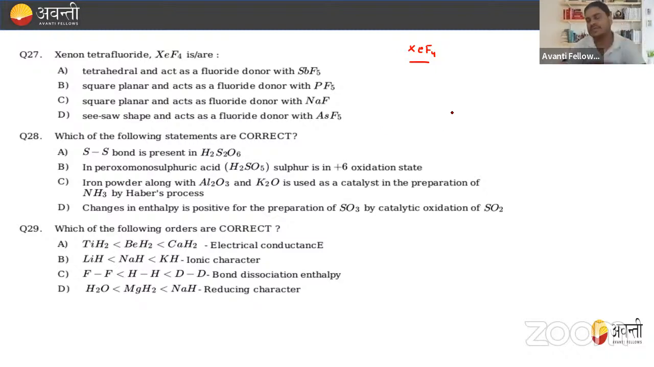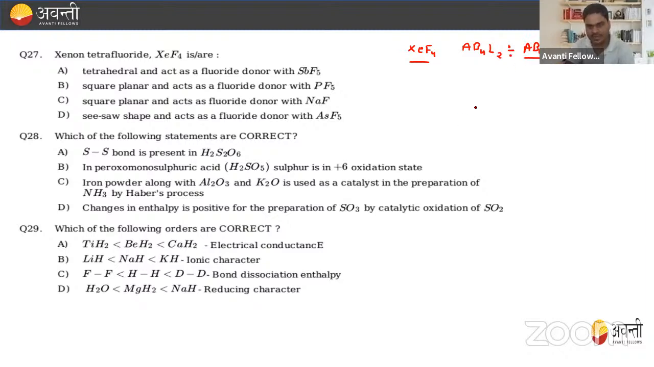Square planar. So let me first draw the shape using the VSEPR theory. So we know that XeF4 has four bond pairs. And how many lone pairs? Xe has 8 electrons, so out of these, 4 electrons are bond pairs, with 2 lone pairs. So this will belong to the case of AB4.